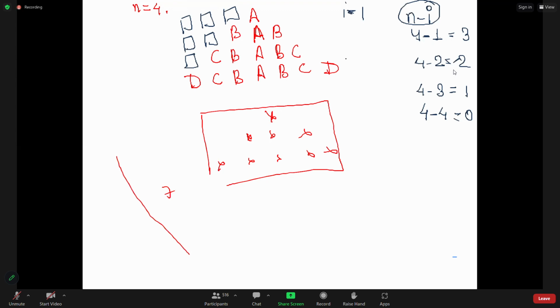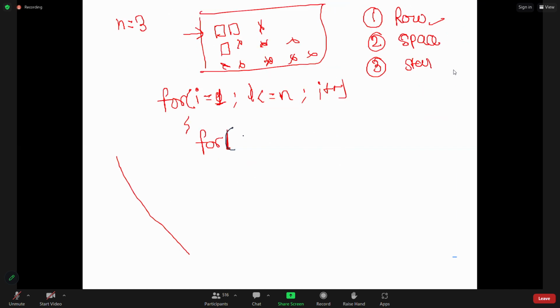3 means what? This is my space loop. I am naming it K. So I'll start my K loop. I'll come back to the same place again. In the K loop I'm starting from 1, K less than or equal to n minus I. If you are starting I from 0, then n minus I minus 1. And since K loop, my space loop, starts from 1, I'll put this condition and say K plus plus.